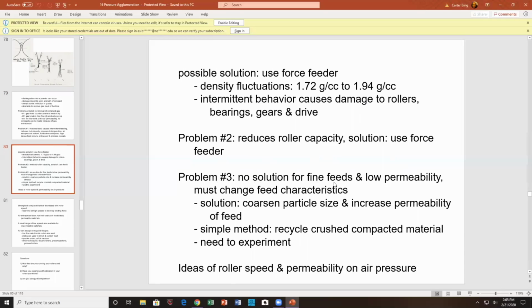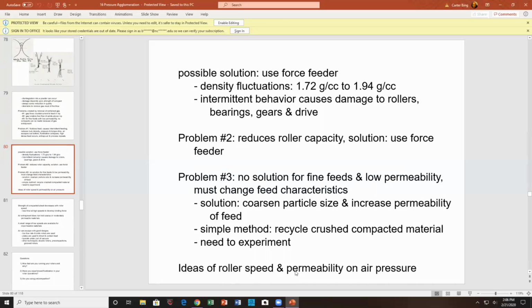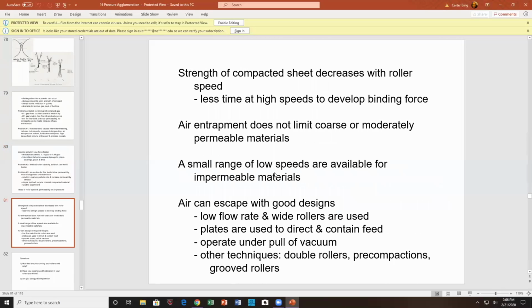Problem 3, no solution for fine feeds and low permeability. That means feed characteristics have to be changed. Coarsen the feed particle size to increase permeability. Recycle crushed compacted material; you need to experiment. The effects of roller speed and permeability on air pressure need to be investigated. Strength of compacted sheets decreases with roller speed, as there is less time at high speed to develop binding force.